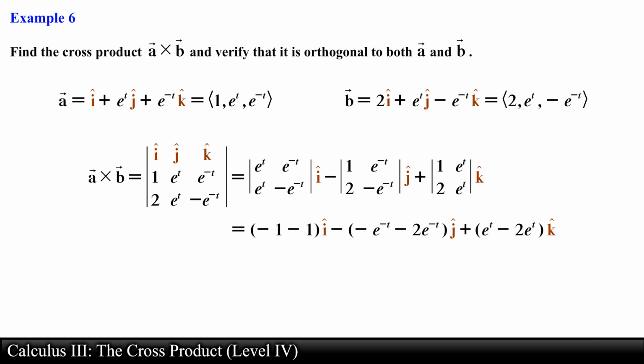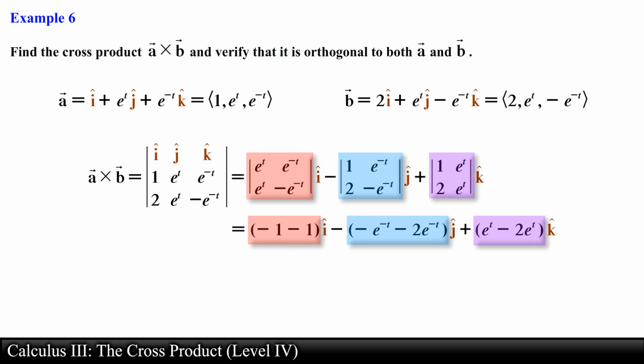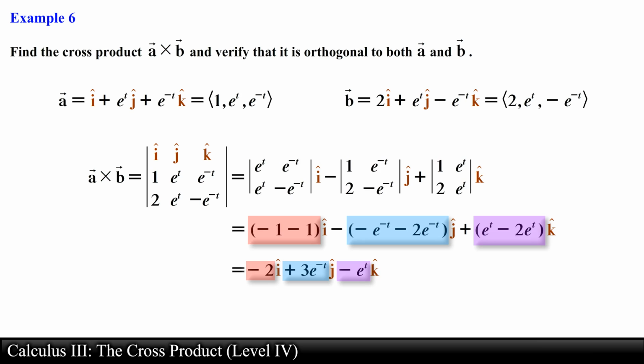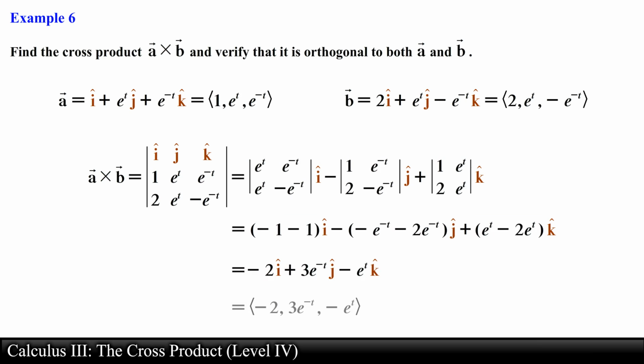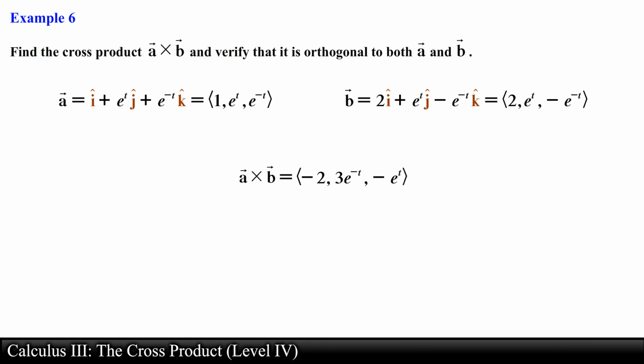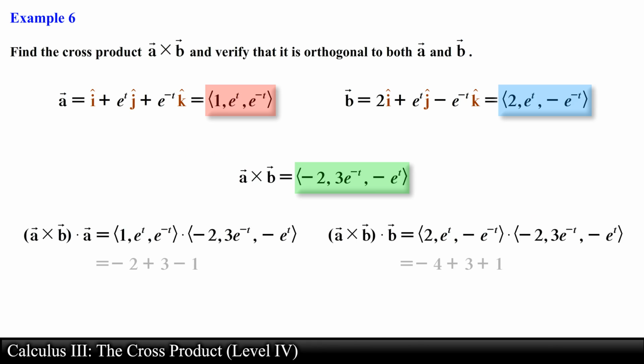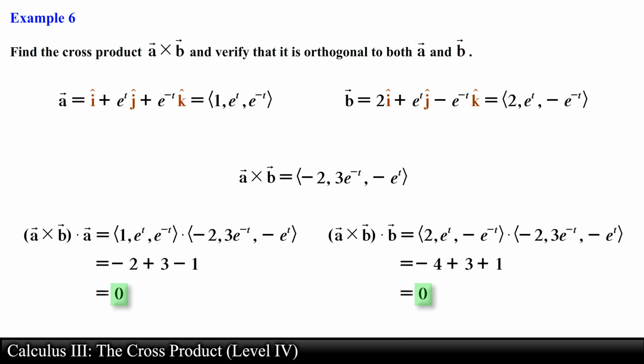Then, we go ahead and compute the determinant for each 2x2 square matrix, making sure we correctly use the properties of exponents when multiplying the natural exponential functions. Simplifying the expression for each component, we obtain the following vector for the cross product. Next, let's find the dot product of this vector with vector A and vector B. Simplifying the dot product, we obtain 0 for both vectors.